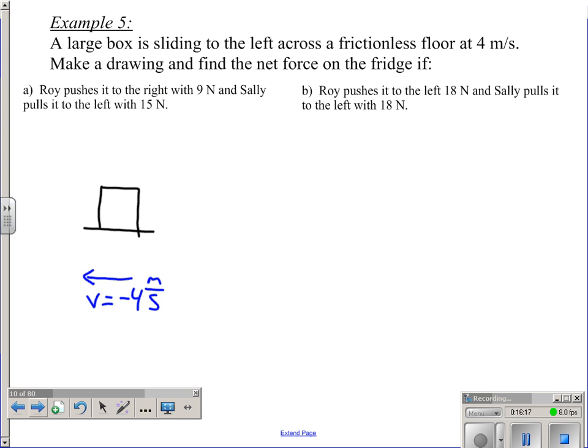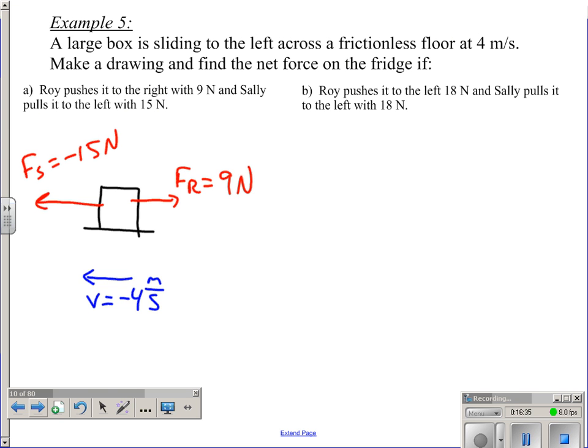Let's see. Roy's pushing it to the right. So here's our force of Roy, 9 newtons. Sally's pulling it to the left with 15 newtons. Notice, make the arrow a little bit longer. Okay, so now they're working against each other.